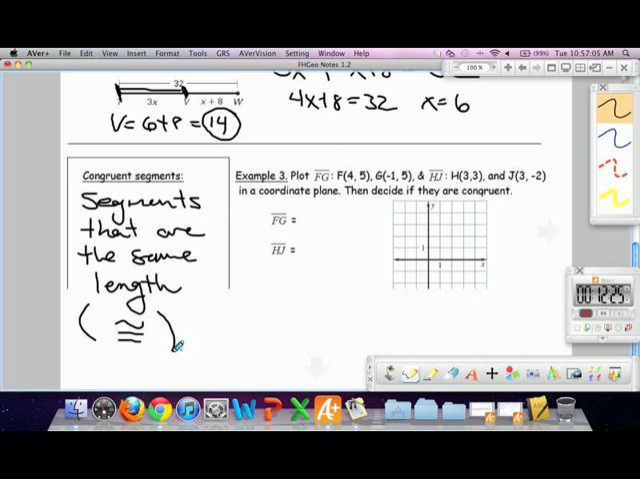Here's your answer. The length should be what? 1, 2, 3, 4, 5 for HG. 1, 2, 3, 4, 5 for FG. So then FG is congruent to HJ. They're the same length.